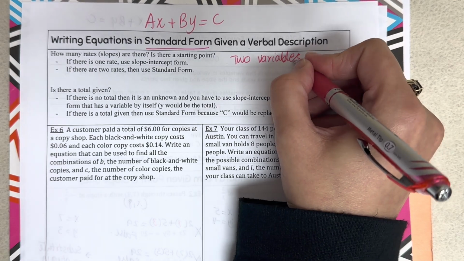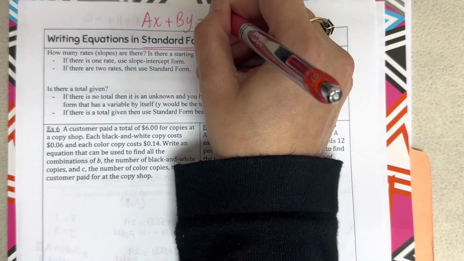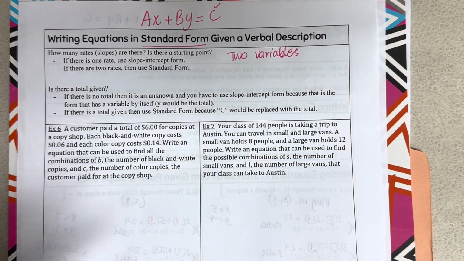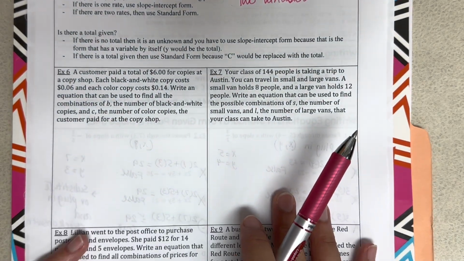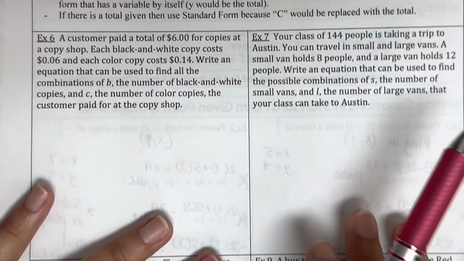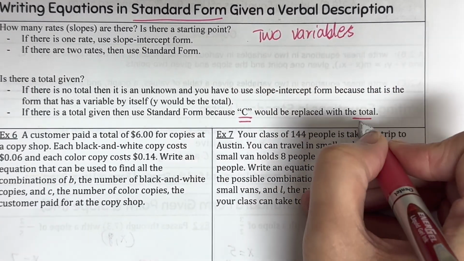So I have 2 variables. They both are on the left side. And I have a total value. It's going to be something equals a total number of something. So the C is going to be the total. So C would be the total.